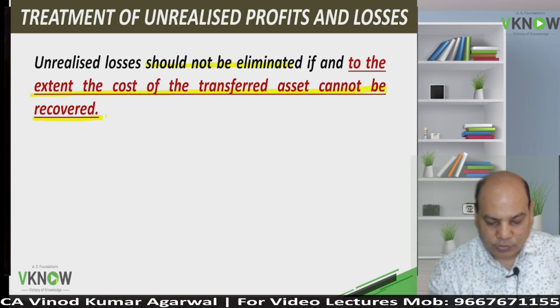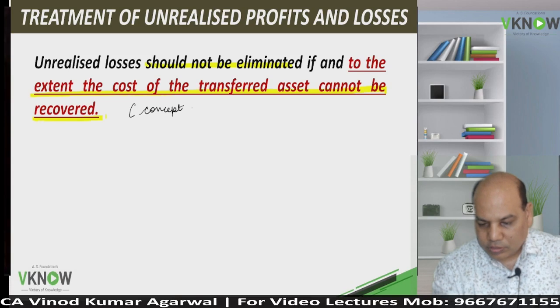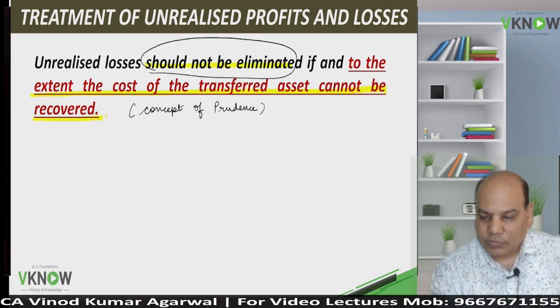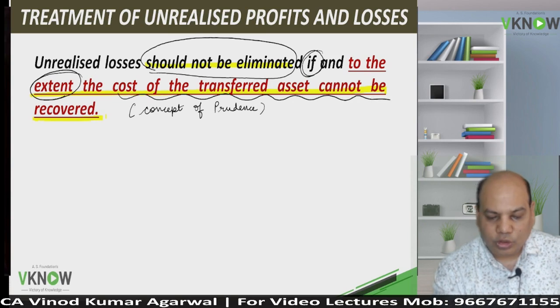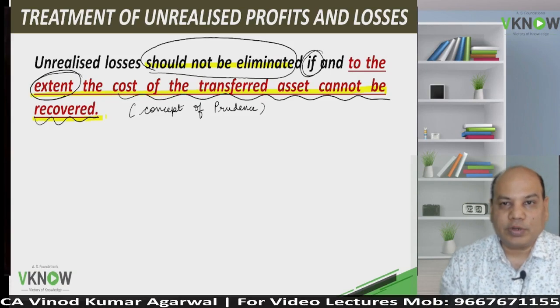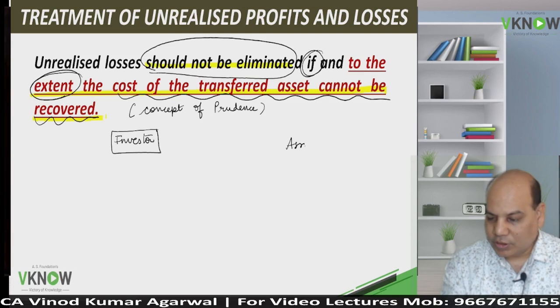Now, this is a concept of prudence. Unrealized loss should not be eliminated, but there is a condition: if and to the extent the cost of transferred asset cannot be recovered. What do you mean by this? So there are two parties again: investor and associate.